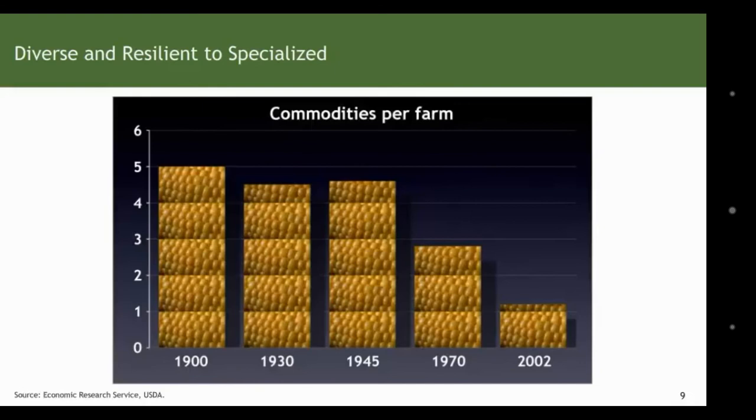In the early 2000s, we had shifted to the point where now it's barely over 1 commodity per farm. So you might have a 2,000-acre farm in southern Illinois or northern Iowa that is producing nothing but corn one season and then soybeans the next in the typical corn-bean crop rotation. With this specialization, of course, has come the loss of biodiversity and increased vulnerability to extreme weather events.